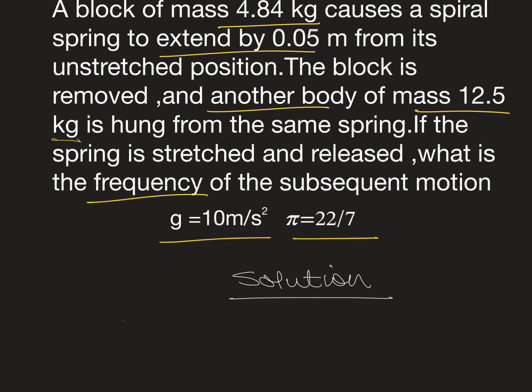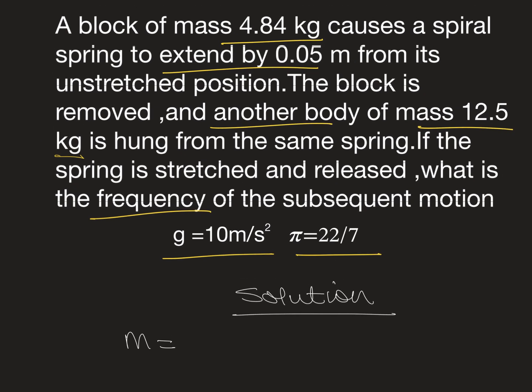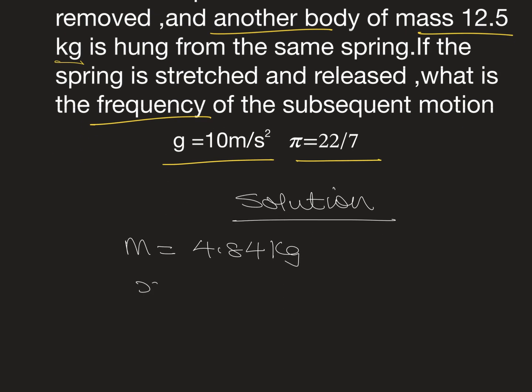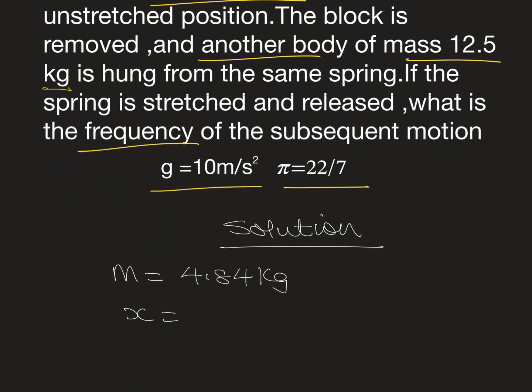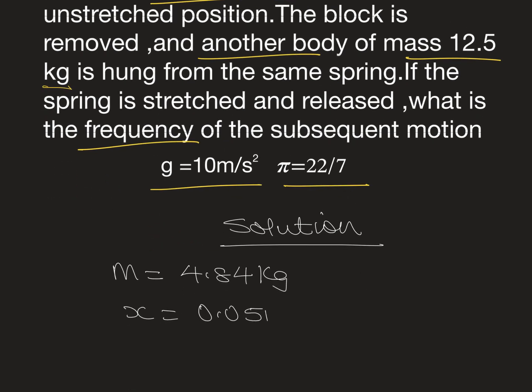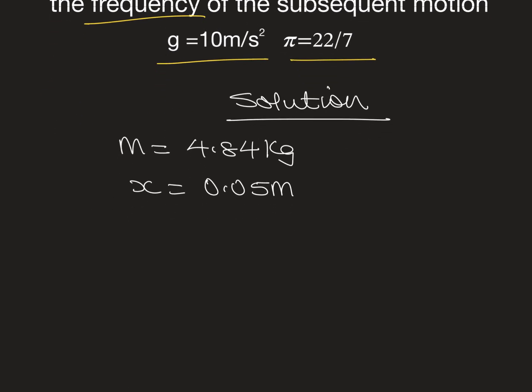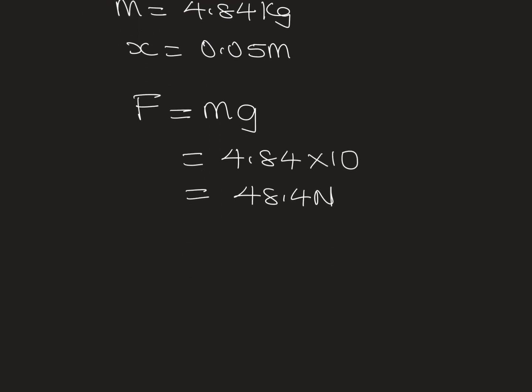The mass is 4.84 kilograms. That causes an extension of 0.05 meters. So with this first information, we can find the applied force, which is going to be mg. That is going to be 4.84 times 10. So that is 48.4 newtons.